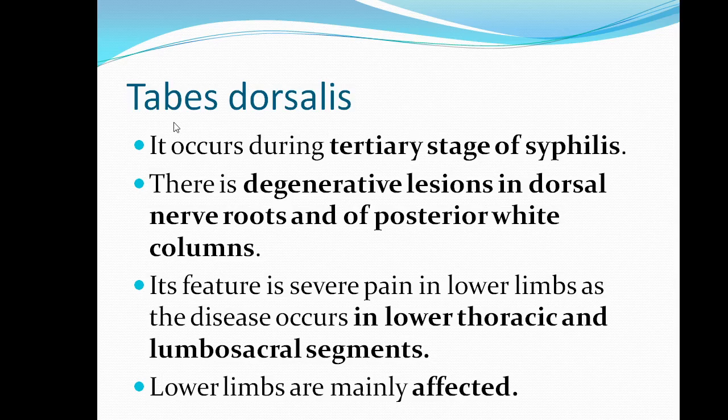Another condition is tabes dorsalis. It occurs during the tertiary stage of syphilis. There is a degenerative lesion in the dorsal nerve roots and the posterior white columns. Its feature is severe pain in the lower limbs, as the disease occurs in the lower thoracic and lumbosacral segments. The lower limbs are mainly affected.